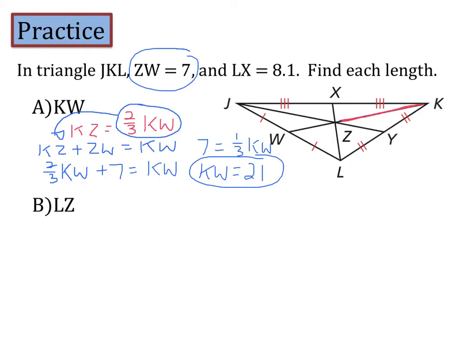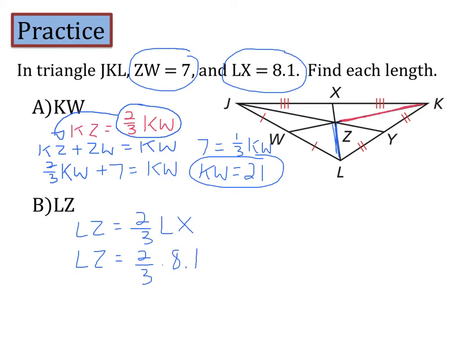For part B, we're looking for segment LZ, which is right here. So we know that LZ has to equal 2/3 of LX. Now we do have something directly to plug in for LX, so this one's a little easier. So we have LZ equals 2/3 times 8.1. We multiply those together, and we get 5.4.